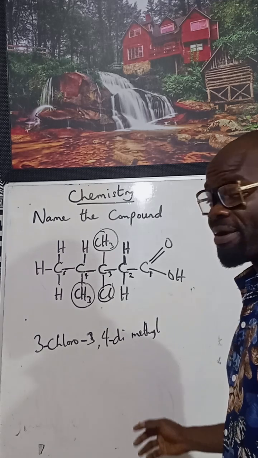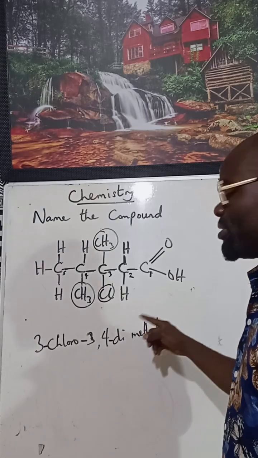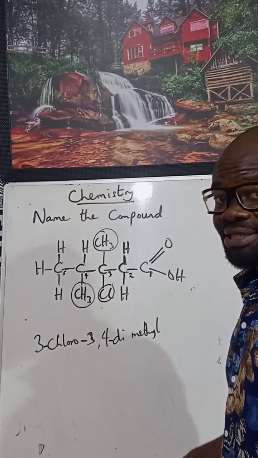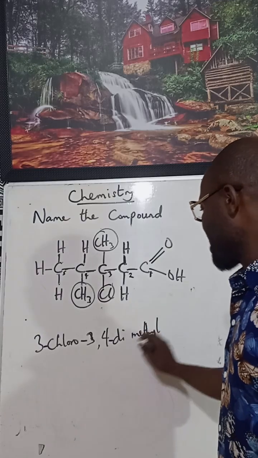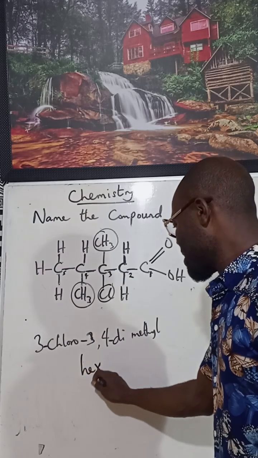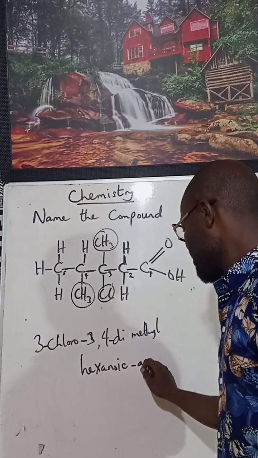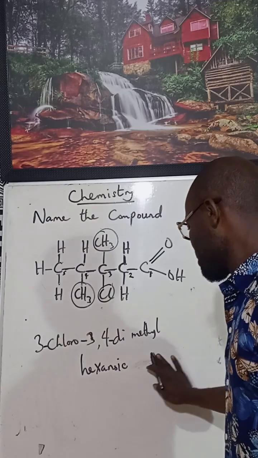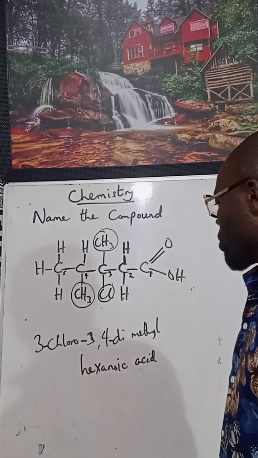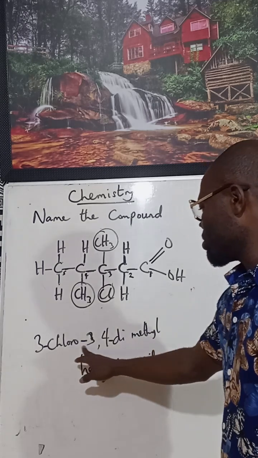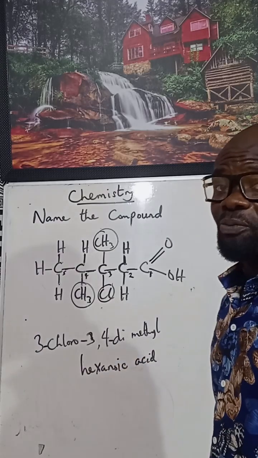Then the next one is the parent name. What did I call the parent name? That is hexanoic acid. So we have hexanoic acid. Let me just put it like this. So the name is what? 3-chloro-3,4-dimethylhexanoic acid. So that's the name. Hope you understand it.